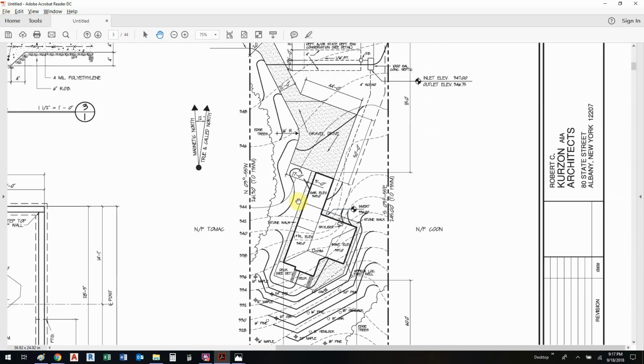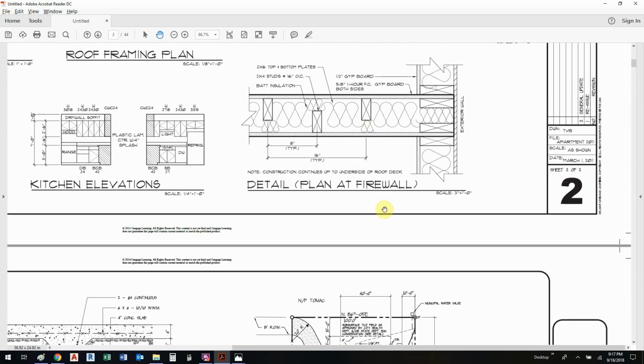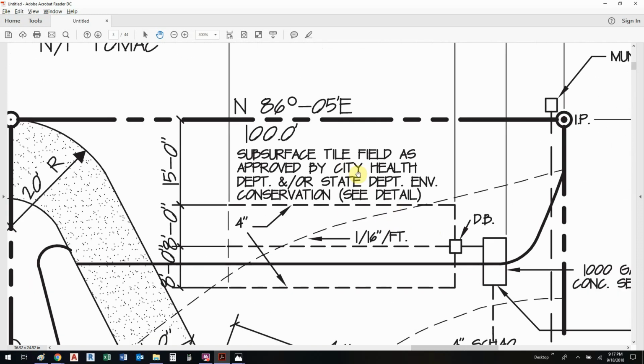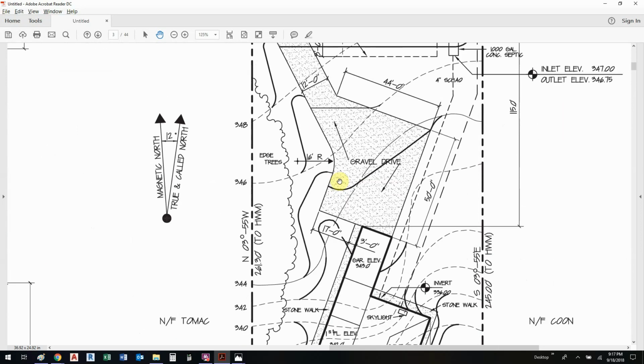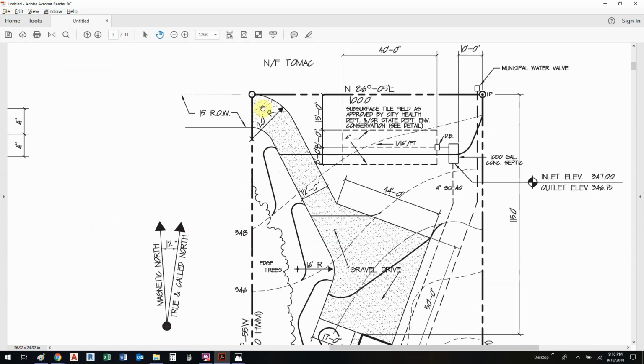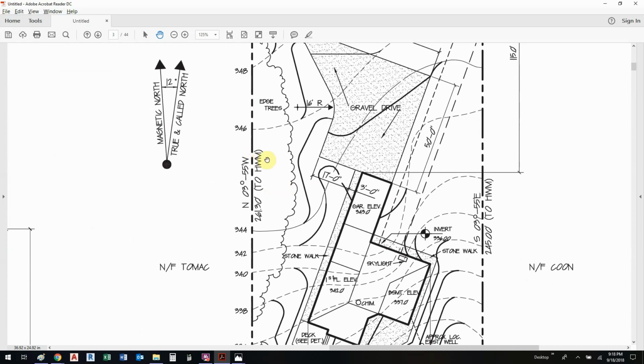Now, how long are these? Well, let's go back up here to the top. So we're looking at north, 86 degrees, 05 minutes east, and it's 100 feet, because it tells me right there. If I look at my side pieces, you'll see that it says 261.3. Where to? From this pin right here to the high water mark.